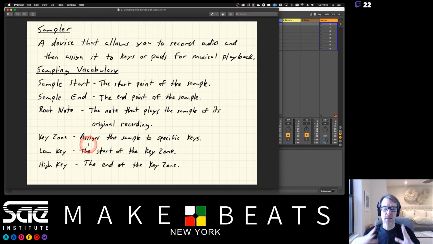The key zones allow me to assign the sample to specific keys on my keyboard. So when we have a key zone, we have a low key and a high key. That's showing us which keys the sample is mapped to, where it's on the keyboard. So the low key would be like a C, and the high key might be an F, and that way it's only across those specific keys.